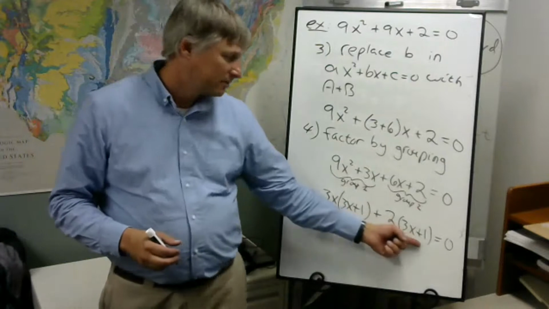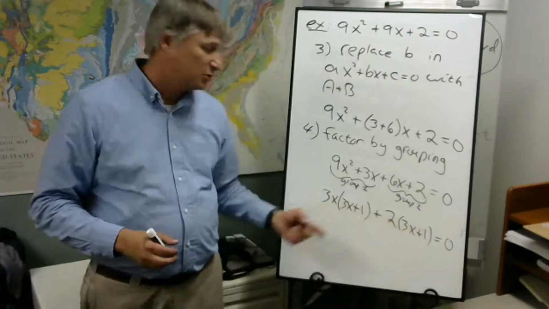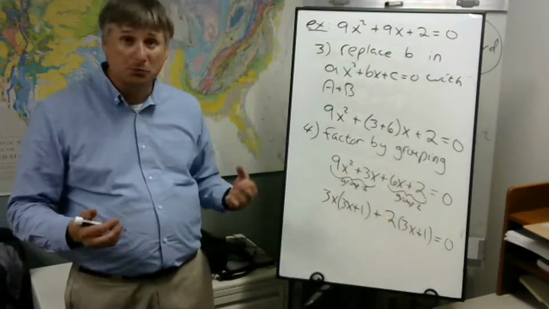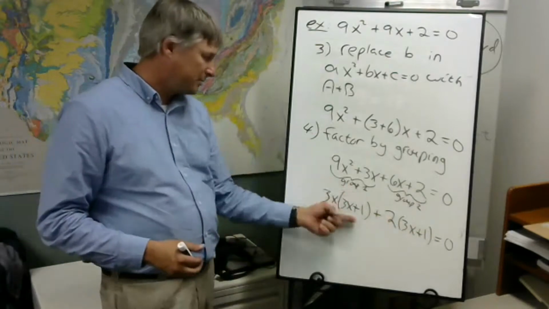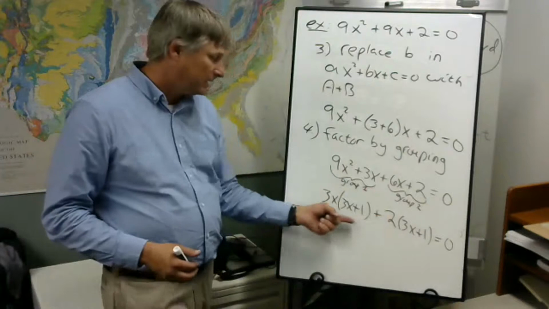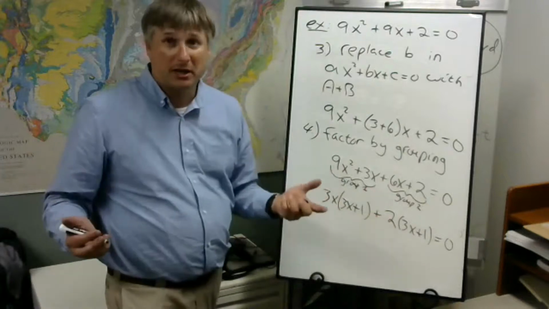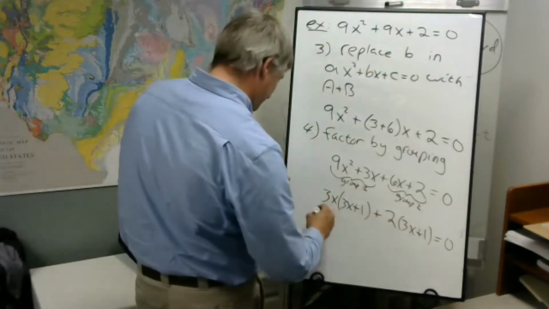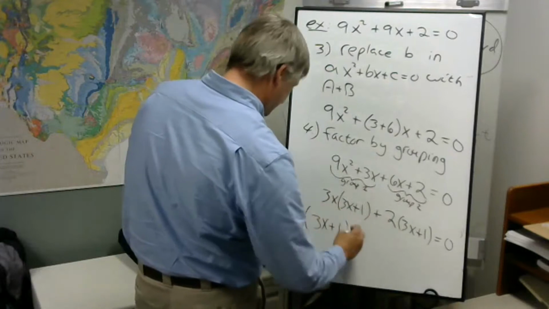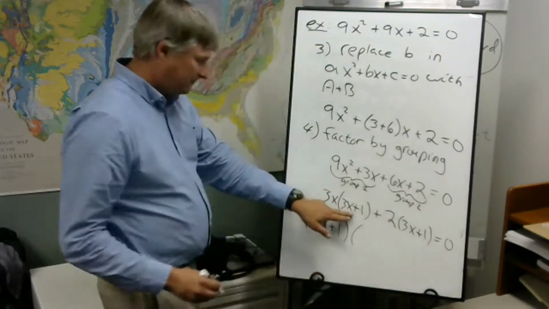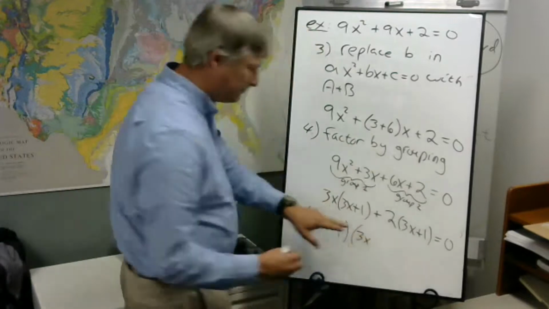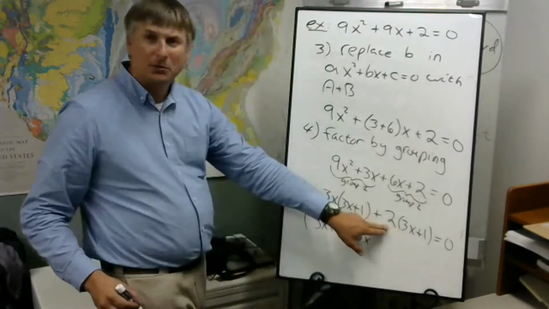3x plus 1, 3x plus 1, they show up in the same terms, or in the same blocks here, same groups. So group 1 has a 3x plus 1. Group 2 has a 3x plus 1. Let's factor out that 3x plus 1. So we factored off this 3x, and we factored off this 2.